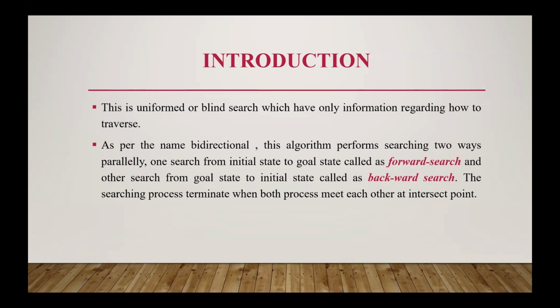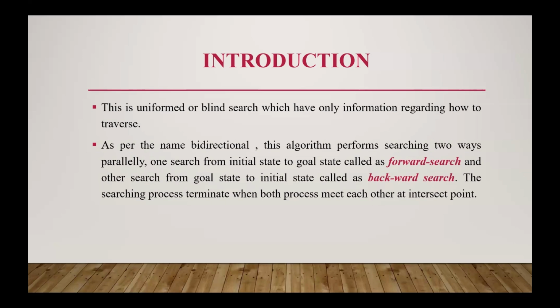The searching process terminates when both processes, that is the forward search and the backward search, meet each other at an intersection point. At that time it will terminate, and we conclude the optimal path from the start node to the goal node. This is generally used in the case of graphs where the graph size is too large.